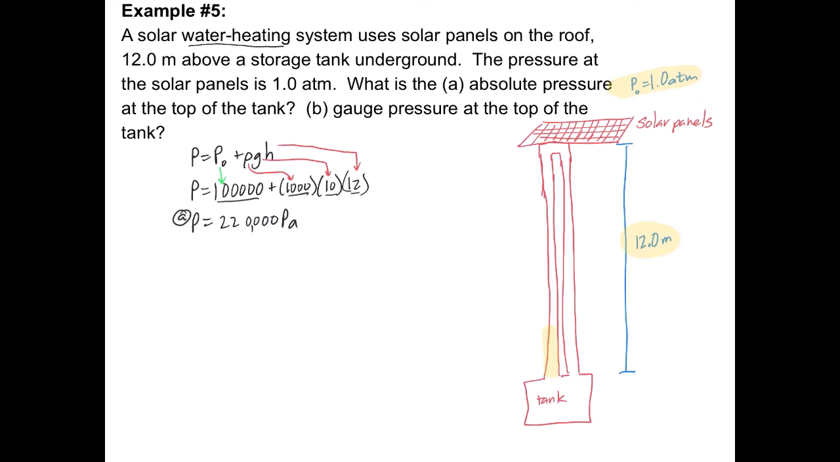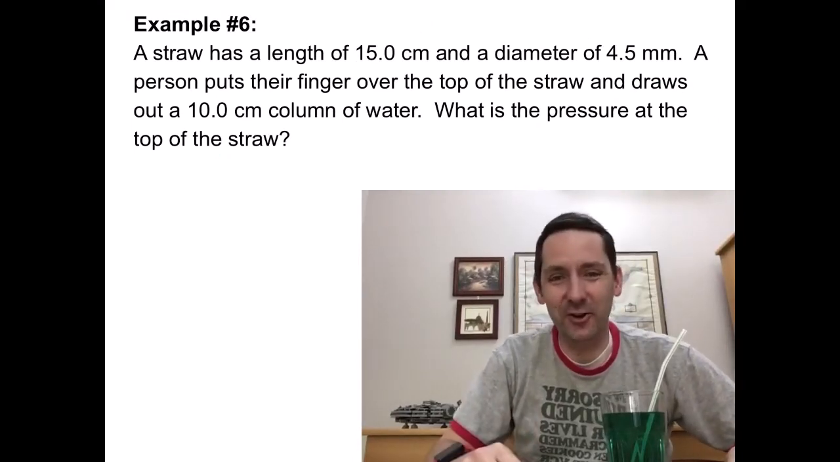For part B, find the gauge pressure at the top of the tank. All I have to do is subtract the ambient pressure, which is that 1 atm, again 10 to the 5th pascals. We subtract that off, and for letter B, I'll label this with a G, so remember that's the gauge pressure, we get 120,000 pascals. And there we go, we've been able to answer the question. Hopefully that's the same thing you got. All right, guys, let's look at another example.